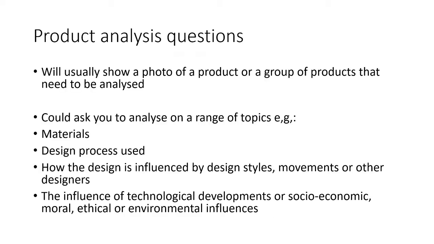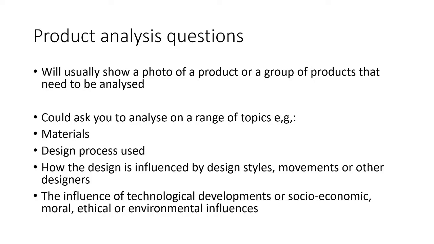Typically it'll show you a photo of a product or a group of products that need to be analyzed. What it might do is show you two similar products with one key difference. So maybe a children's bike, one made out of plywood, one made out of aluminium, or a bucket, one made out of stainless steel, one made out of polymer. Then you've got to analyze, compare and come up with a decision at the end.